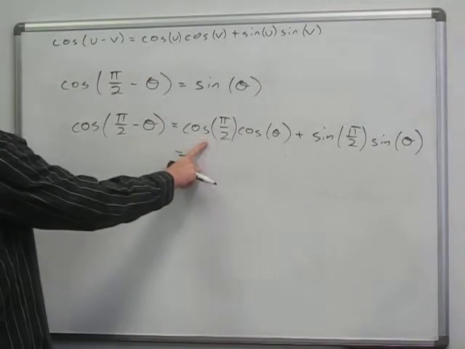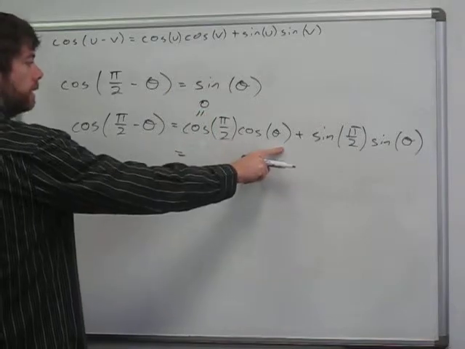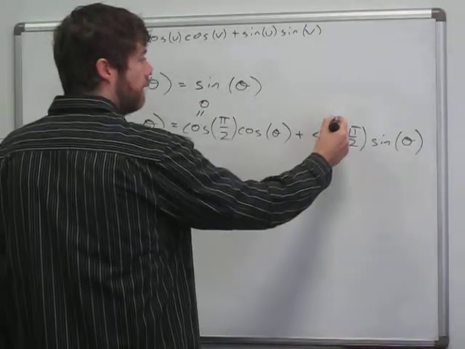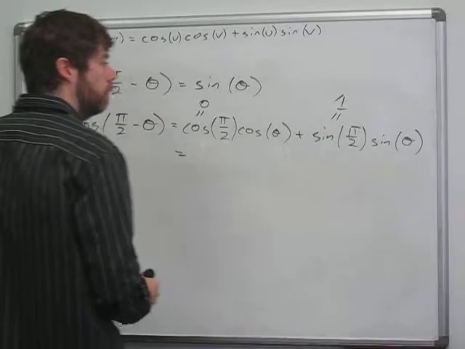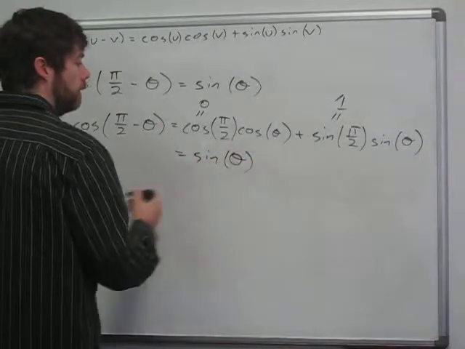Cosine of pi over 2 is equal to 0. So this term disappears. Sine of pi over 2 is equal to 1. So we are simply left with sine of theta.